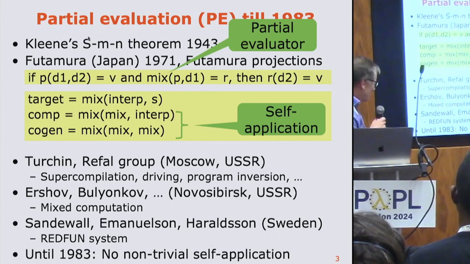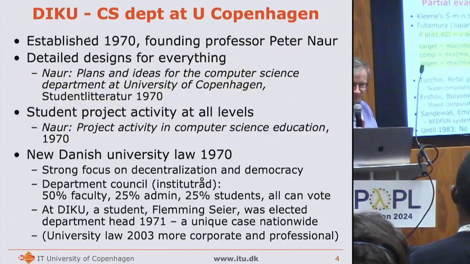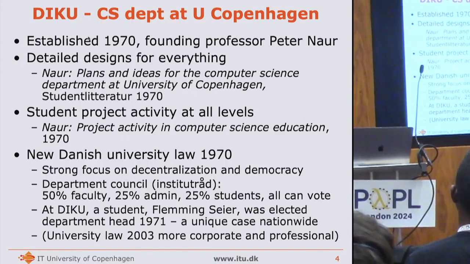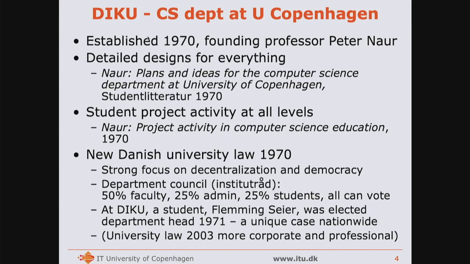So before I talk about what happened after 83, I'll talk a little bit about the CS department at the University of Copenhagen, where I myself am educated, and also a bunch of you here are actually from there. Harald and I thought when we wrote the paper that this actually played a role in how this came to be. The department was established in 70 by Peter Naur, and Peter Naur had detailed plans for everything. There's a little book called Plans and Ideas for the Computer Science Department, roughly 100 pages about how everything should be done in the department.